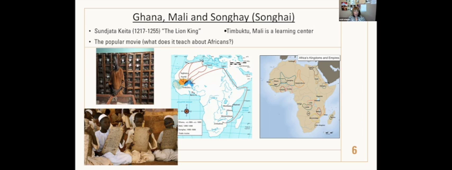All right. This is a map of some other kingdoms. And even though you're in US history, you can't cover any of them. You at least want to show them the greatness of Africa.